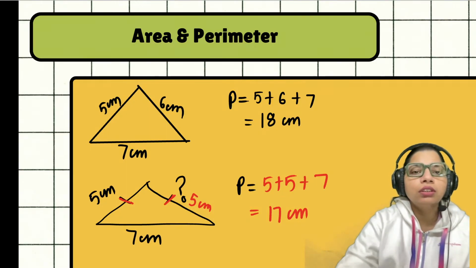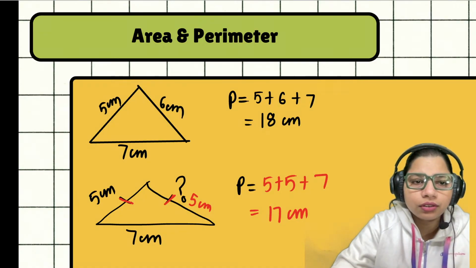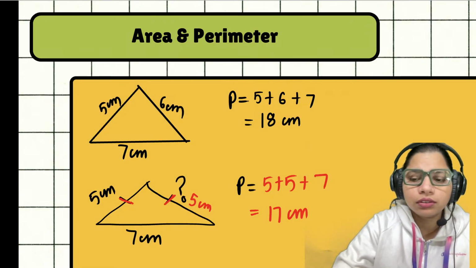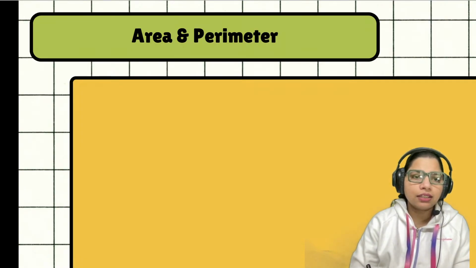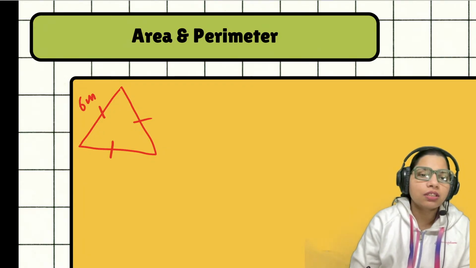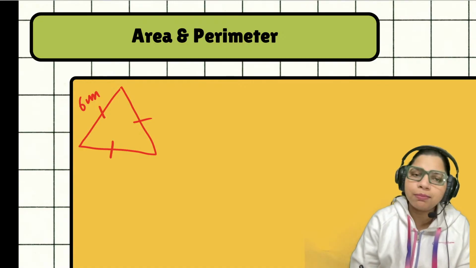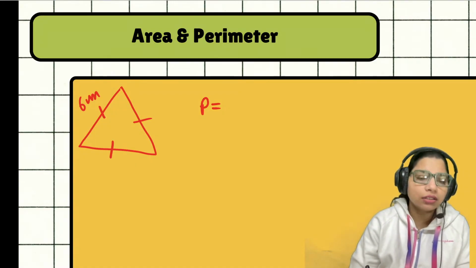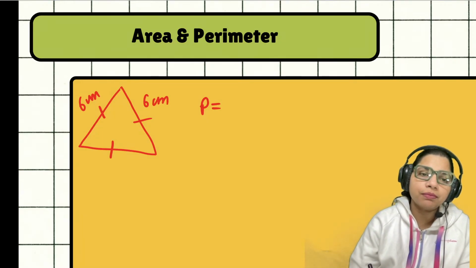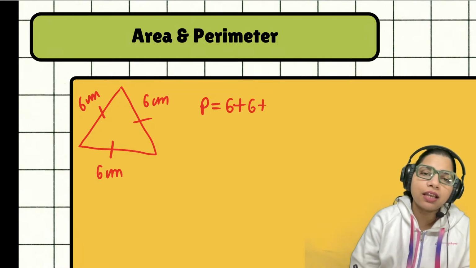How about another triangle, the triangle that is equilateral, all three sides are equal, and this is 6 centimeters. Simple. If it's an equilateral triangle and one side is given to you, that means all the sides are going to be the same. Yes or no? So the perimeter is going to be 6 plus 6 plus 6, that is 18 centimeters.